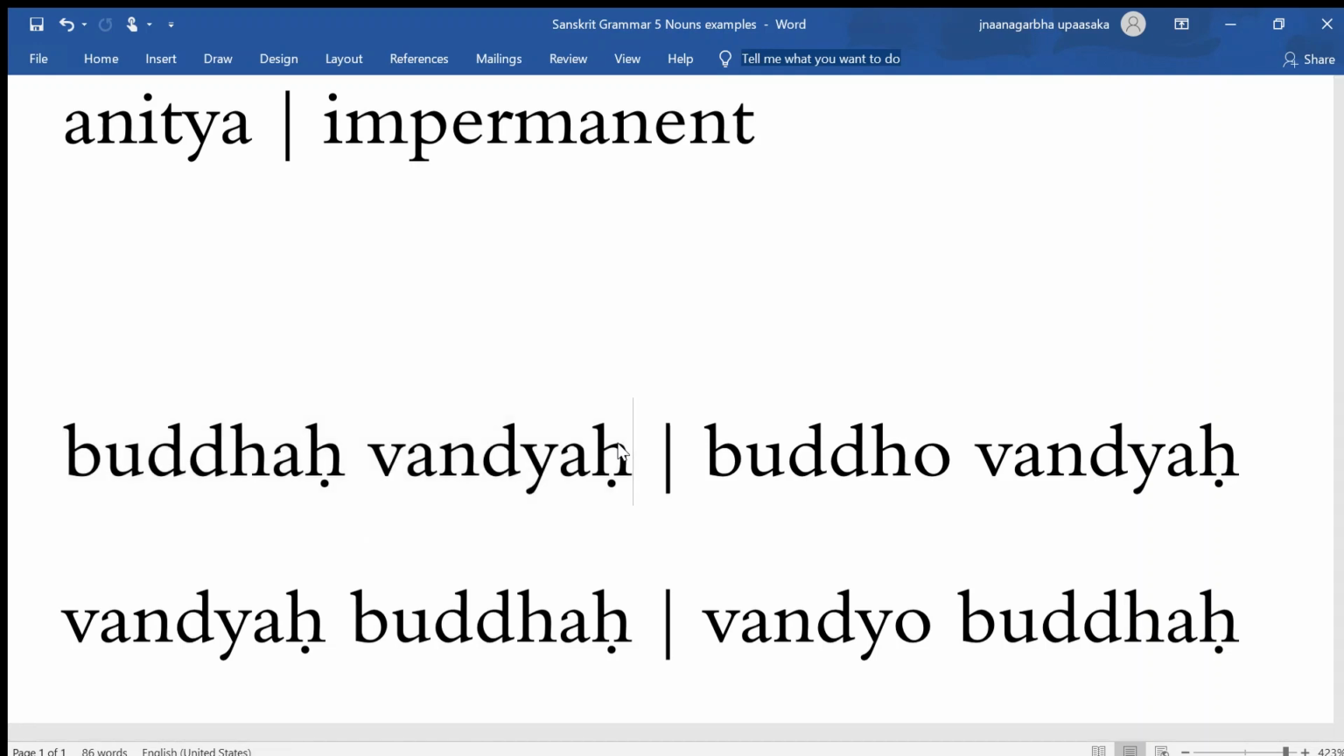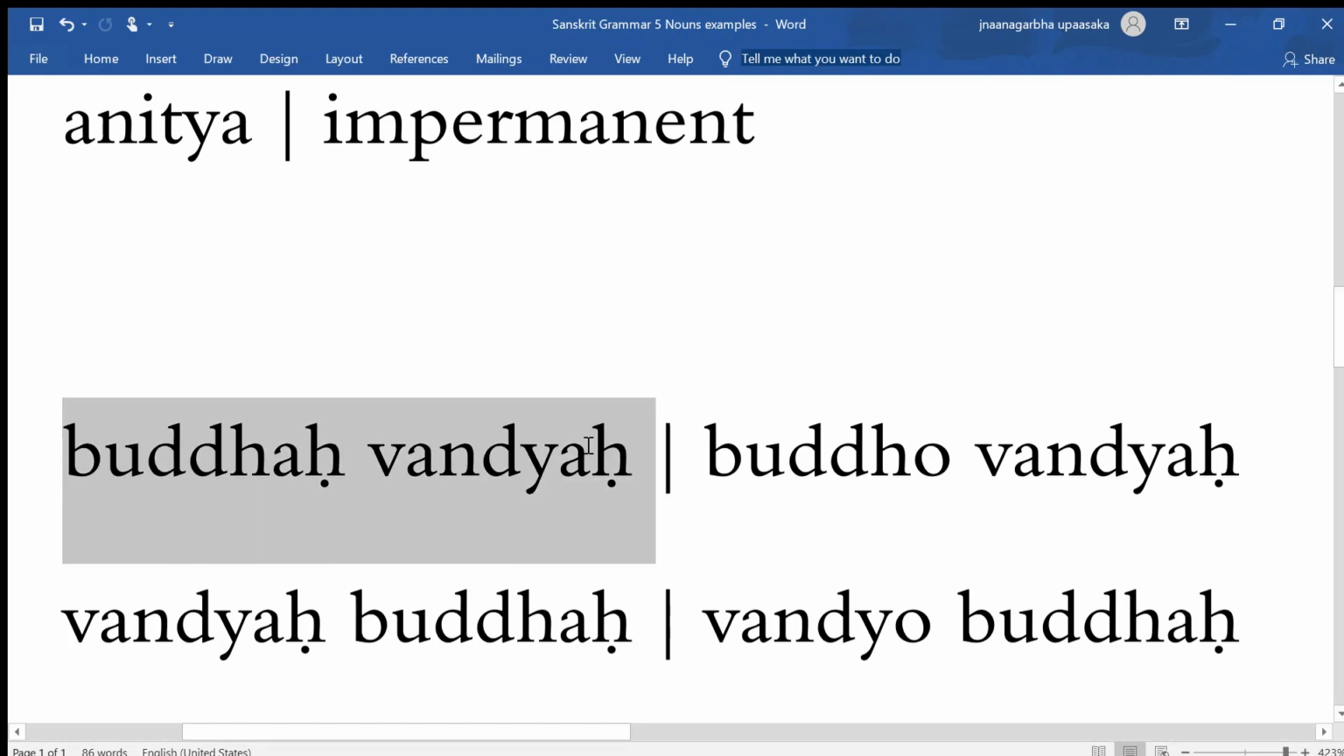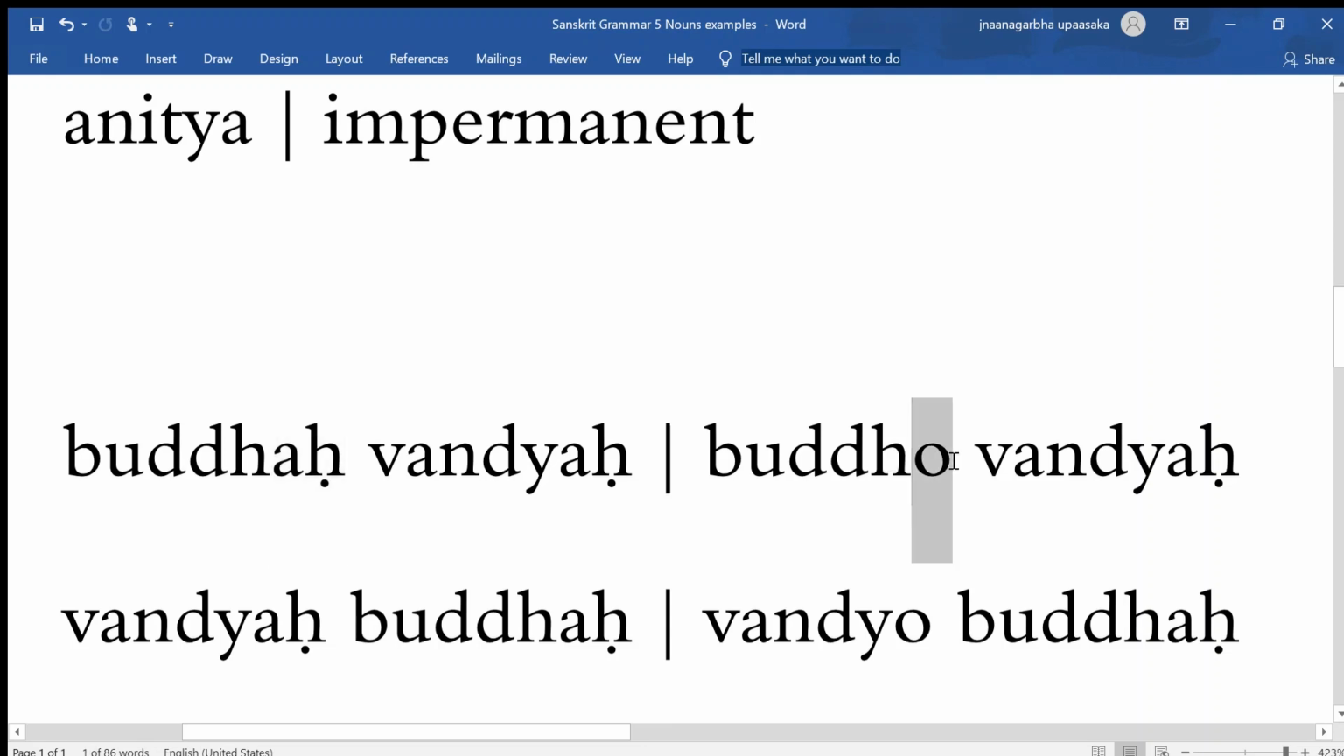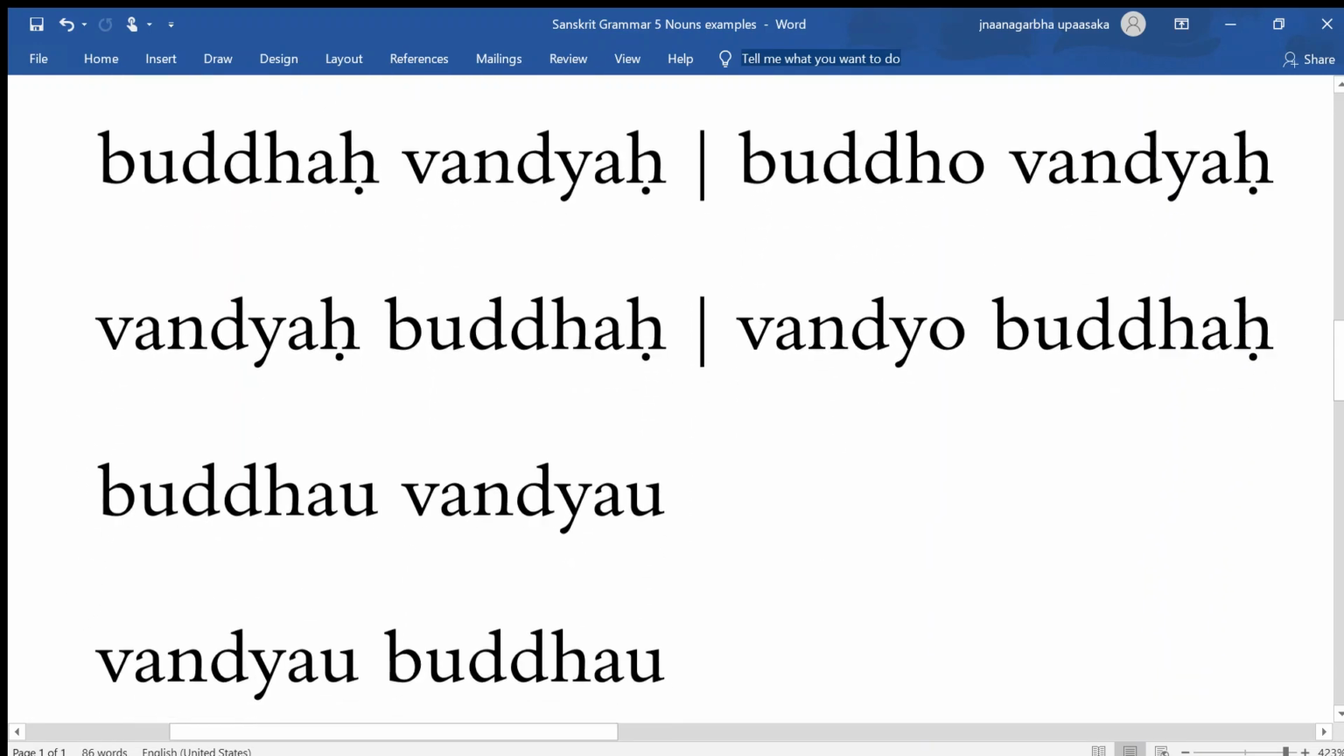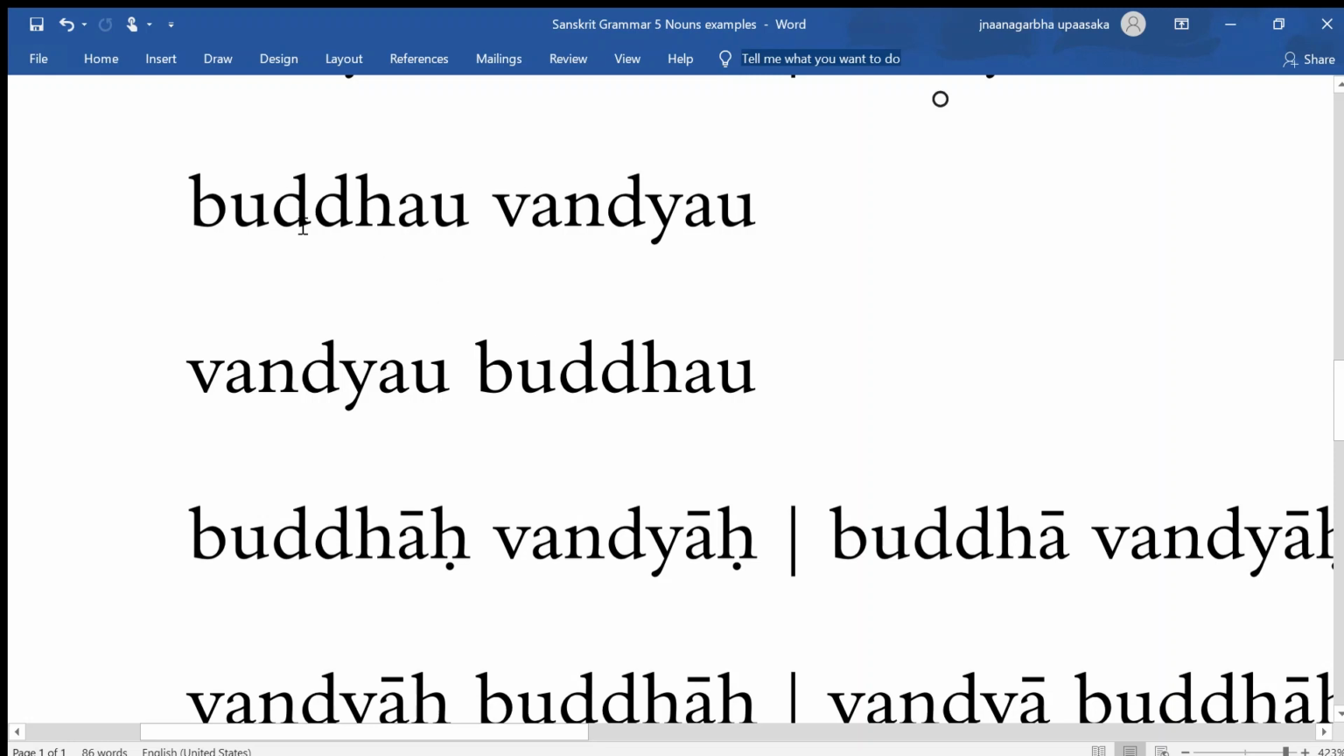I can pronounce this sentence without applying the sandhi, in which case I have buddhaḥ vandyaḥ, or if I apply the sandhi, the aḥ in front of va becomes o. So I get buddho vandyaḥ. I can change the order of the terms and the meaning is the same. So vandyaḥ buddhaḥ and vandyo buddhaḥ, and again this variation between aḥ and o is due to sandhi. If there are 2 buddhas, then I use the dual buddhau vandyau. So 2 buddhas are to be saluted, and I can change the order, I get the same meaning. Vandyau buddhau, 2 buddhas are to be saluted.